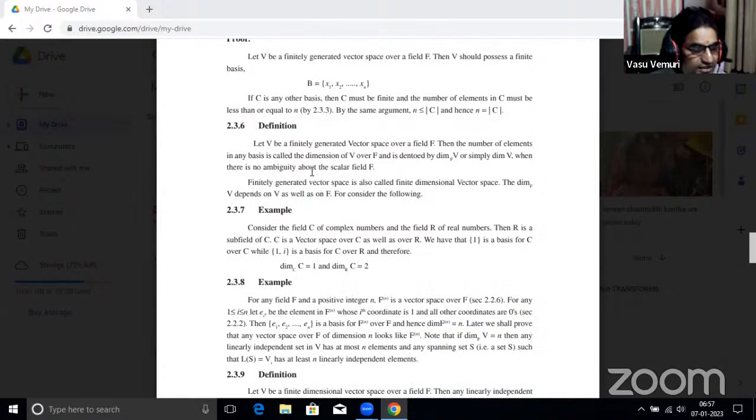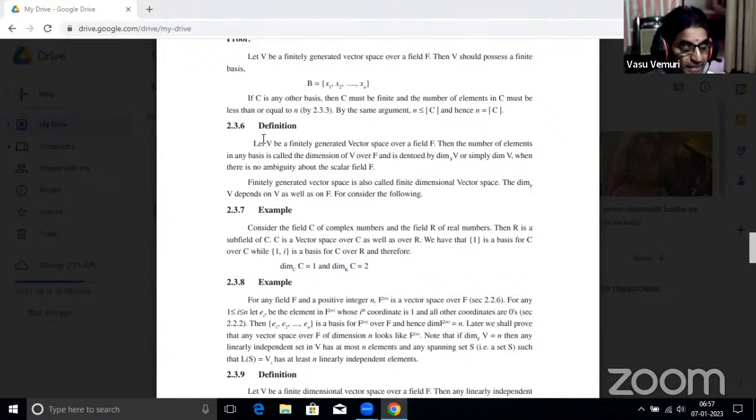Next one, see another definition. What is the dimension of a vector space? Here, capital V is a finitely generated vector space. Before that, what is the capital V? A finitely generated vector space over the field capital F.